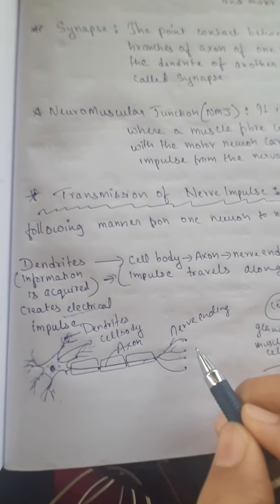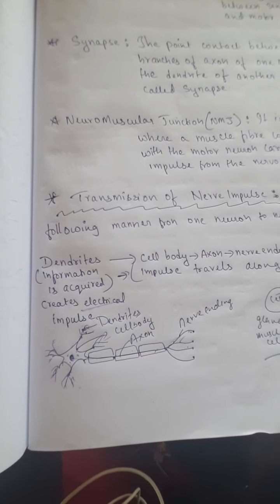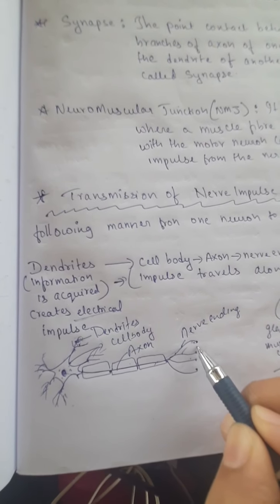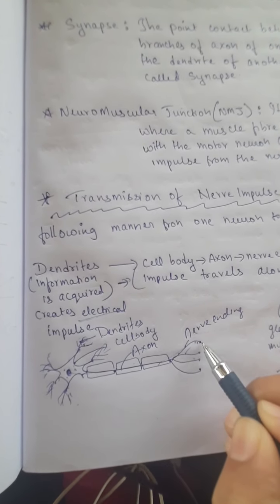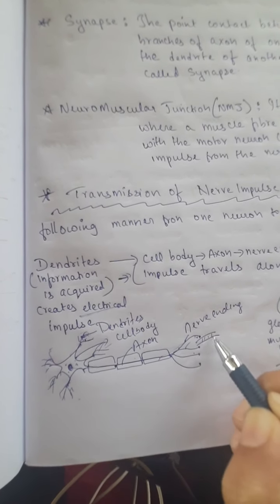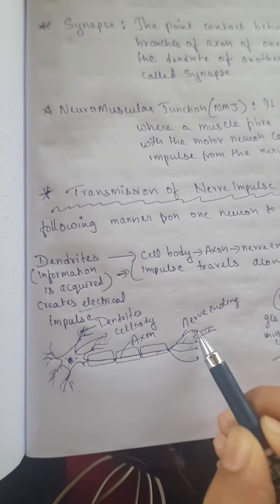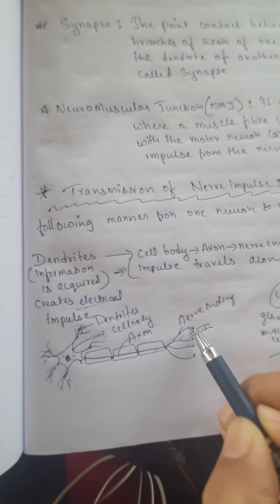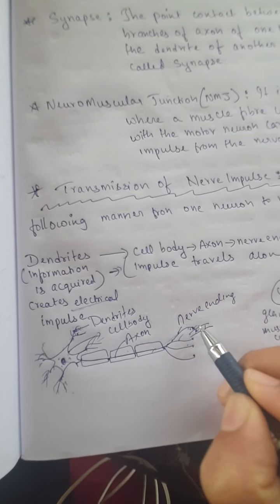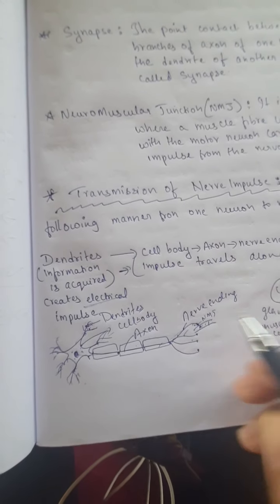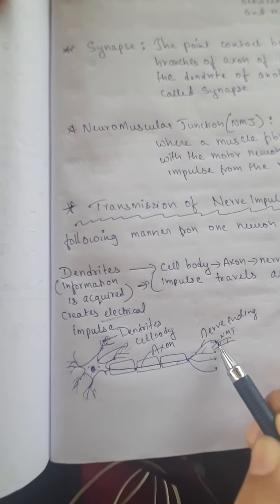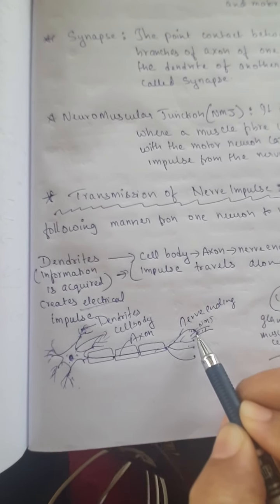Now that information is to be sent to the muscle fiber. Here you can find the neuromuscular junction. This is the muscles. Now information reaches here. As soon as information reaches the nerve ending, it is transferred to the muscle fiber through NMJ. Here information is transferred to the muscles, and as soon as it reaches the muscles, we remove our hands.